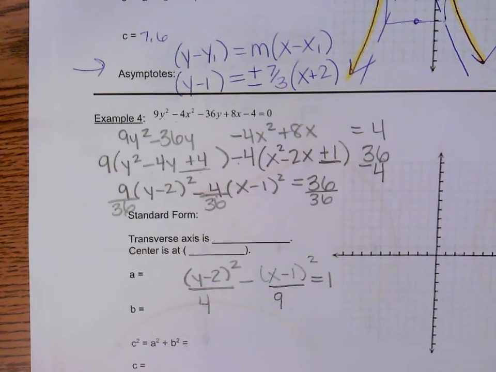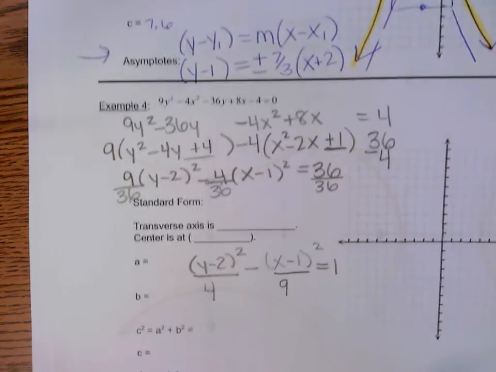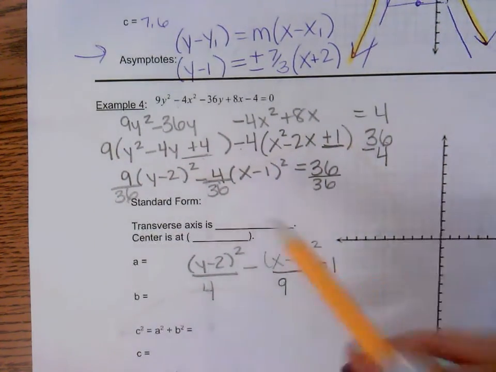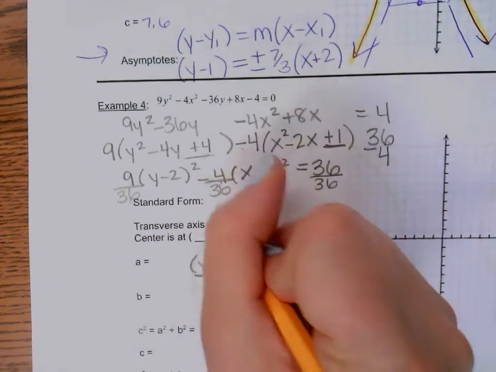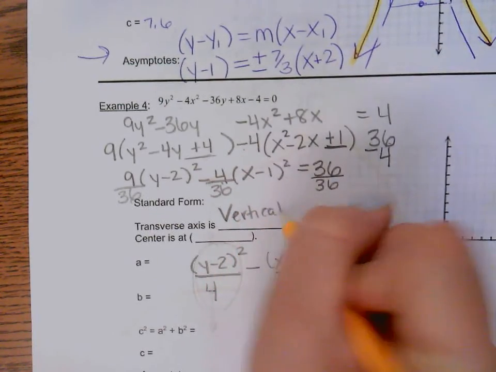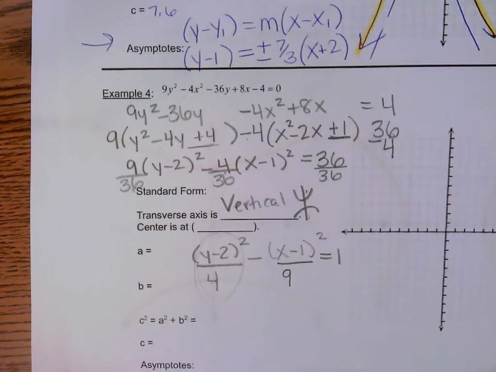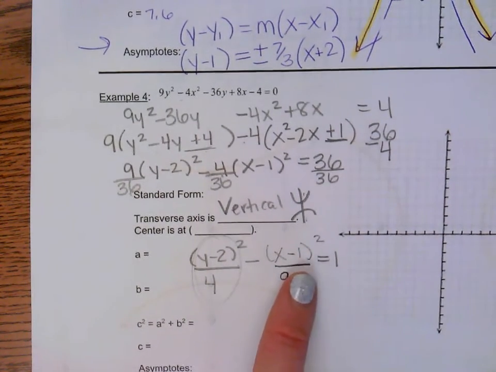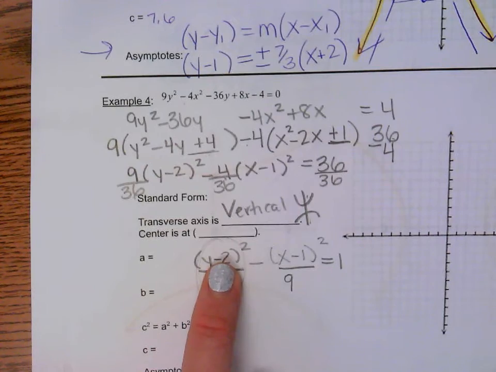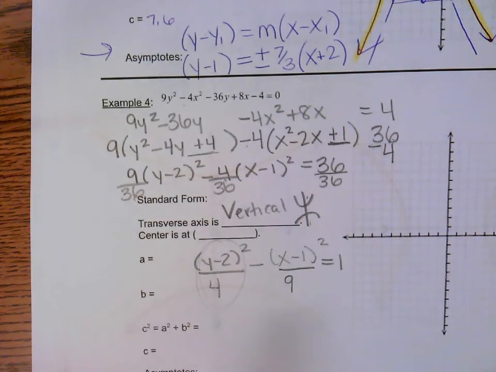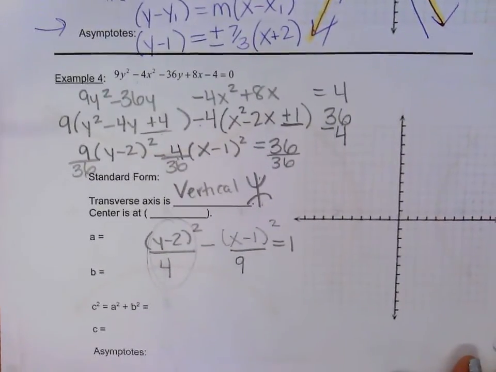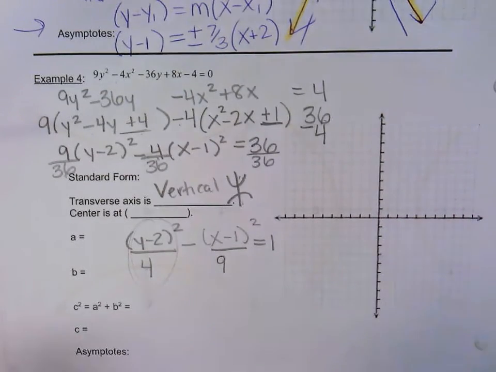All right, so see if you can take this one. We know that it's going to be vertical, because y is coming first. So make sure when you draw your hyperbola, you draw a vertical hyperbola. You can locate your center. This is your x, this is your y. Find your a and b values and try to sketch your graph. If you need help on the asymptotes, I can help you.